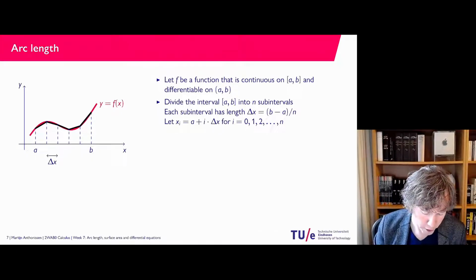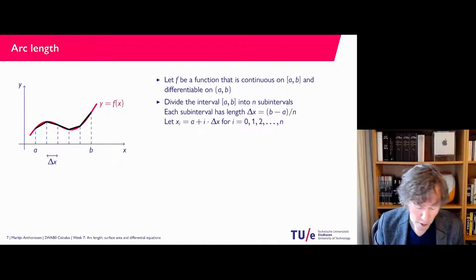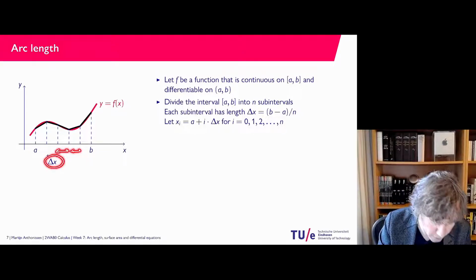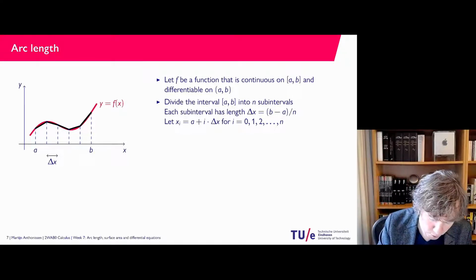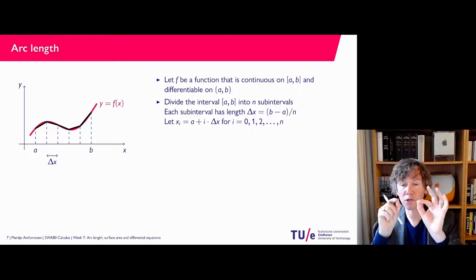So I'm going to cut this interval from A to B into a number of subintervals. And every little subinterval here, all of them have the width delta x. And then the points here are going to be, so this is going to be x0, this is x1, x2, up to xn. So I label the endpoints of each little subinterval.